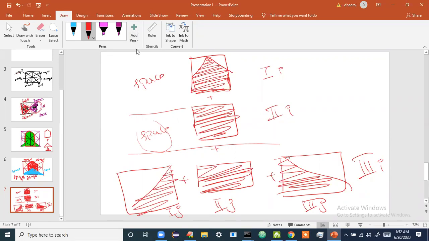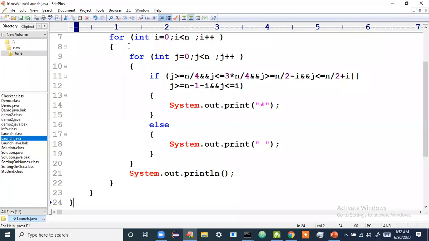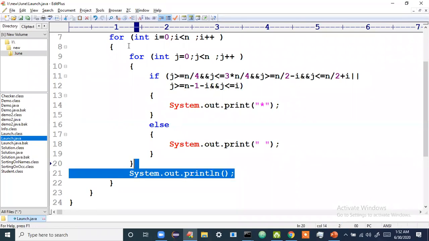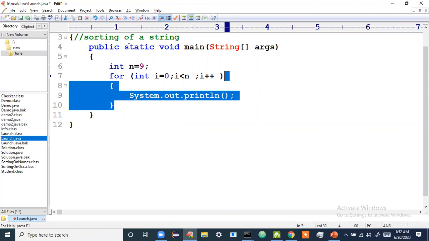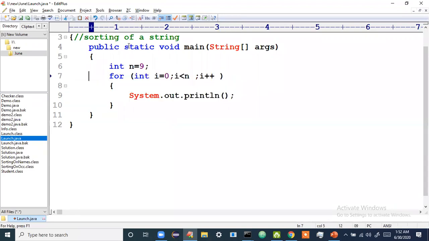So directly, if I do this, how many I loops are there? 3 I loops. So watch here. Directly, I will be writing the code. I'll delete this. First I loop, and we know that at the end of the I loop, we have System.out.println. So one I loop is over. I'll copy this and comment: this is the first I loop.